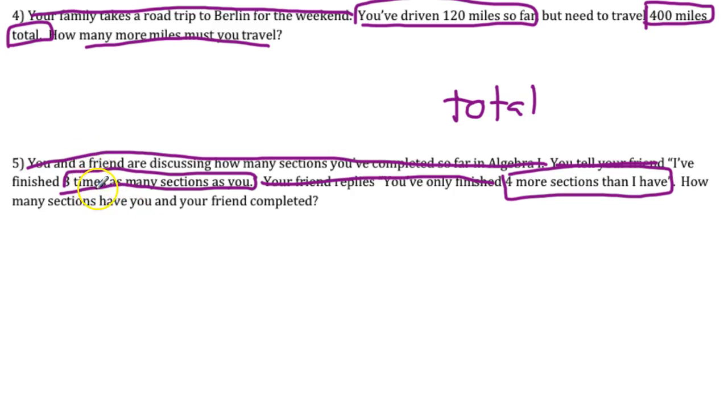So you want 3 times as many as you. Alright? 4 more sections than I have. You might want to try to write these down as expressions and then maybe guess and check. That could be a good way. If you have 2 expressions, you could set them equal to each other. That's another way. But I think guess and check might be the best method for this one.